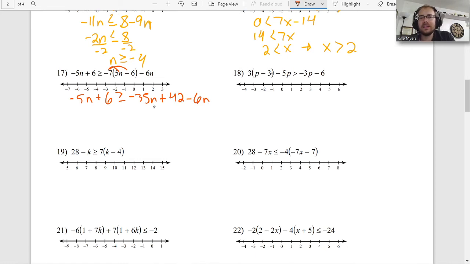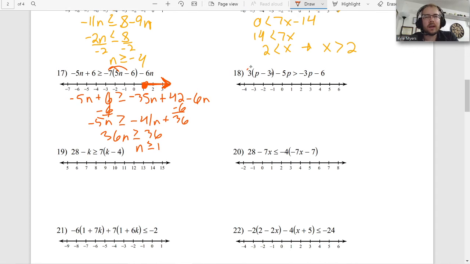Then we can combine some n's here, but let's go ahead and do a couple steps at once if we can manage it. Let's subtract 6 on both sides. So negative 5n greater than or equal to, let's combine the n's as well. They're both negative, so I'm going to add them. Negative 41n plus 36. Then I add 41n to both sides, so I'd actually be subtracting. That's going to be 36n greater than or equal to 36, which means n is greater than or equal to 1. Greater than or equal to 1. So that looks like that. All right, on to the next one.